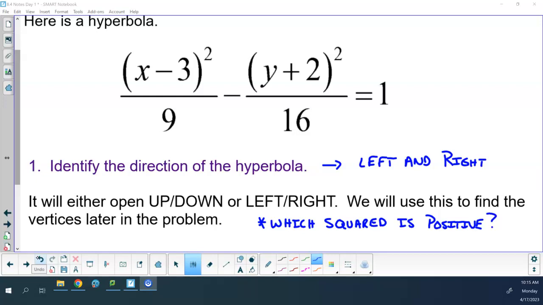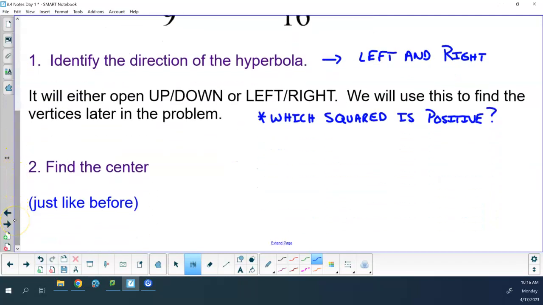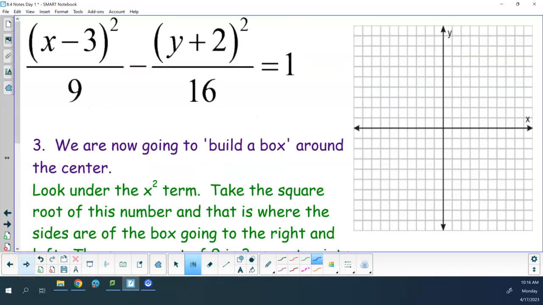Where is the center of this hyperbola? 3 comma negative 2. Okay, that is still the same as what we've had before. That's just like before. So my center for this one is at 3 comma negative 2. And again, I would put a C for that one, because it's not actually on the hyperbola. So 3 comma negative 2 would put my center right there.